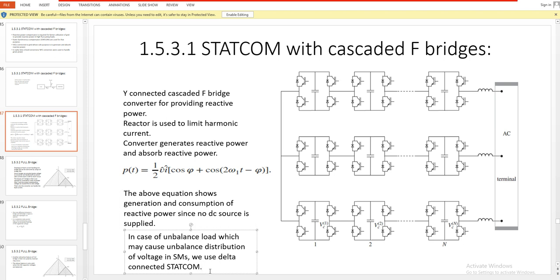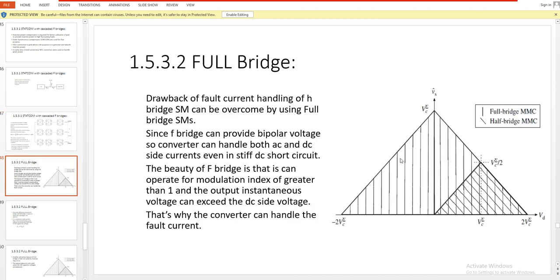Now, according to the literature, it is said that whenever your load is unbalanced, you may use a delta connected STATCOM as well. Okay, this was one of the applications of the STATCOM, static compensator. Now we are moving towards the next topology, that is the full bridge submodule topology.